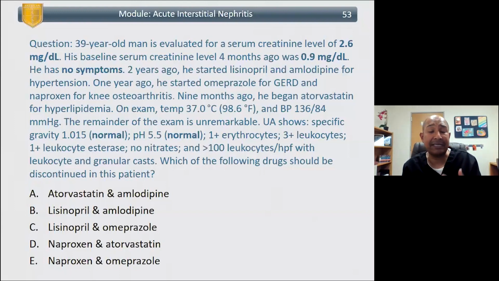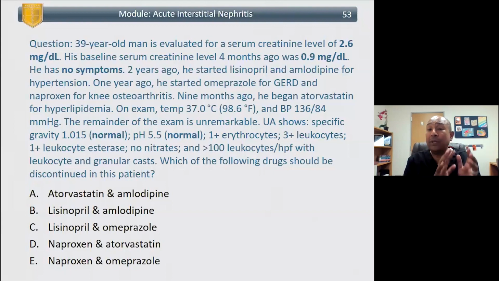So this sounds exactly like what we've been talking about. This is somebody who comes in with acute interstitial nephritis. And what are going to be the drug combos that we think about? Is it going to be the statin with a calcium channel blocker, amlodipine? Is it going to be the ACE inhibitor and amlodipine? Is it going to be lisinopril and the PPI, which is omeprazole? Is it going to be the naproxen and the atorvastatin? Or is it going to be the naproxen and the omeprazole? Which one seems to be the right answer here?